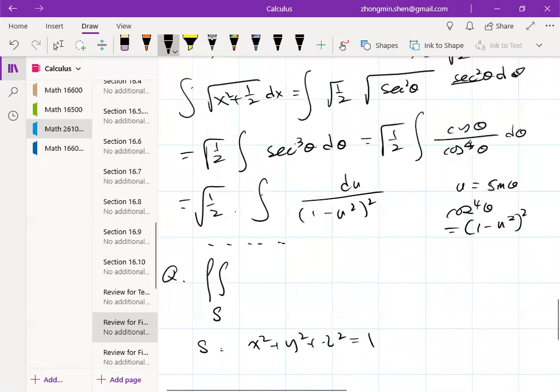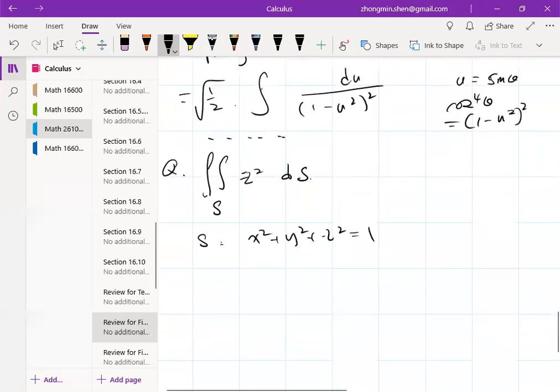If I put a constant here, I get an area. If I put a z here, you get 0 because z can be negative or positive and they cancel out. So I'm going to put a z squared here, the integral of z squared dS.